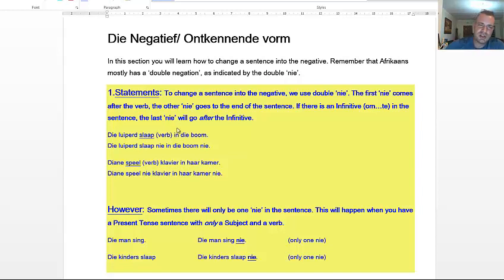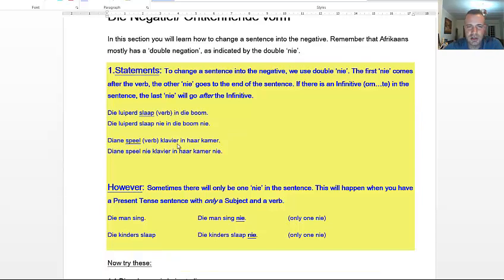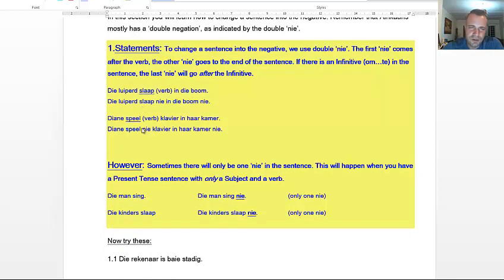So to change a statement into the negative, you use the two nie's. Now, where do they go in the sentence? That's what's important. Well, the first nie goes after the verb, after the first verb in the sentence. The second nie goes at the end of the sentence. Even if there's an infinitive, you might wonder, does it go after the infinitive? Yes, it does. The nie will be the last thing in the sentence.